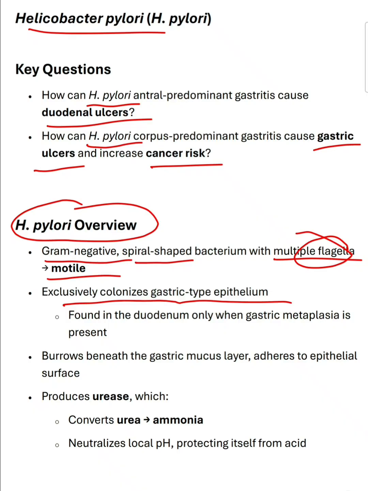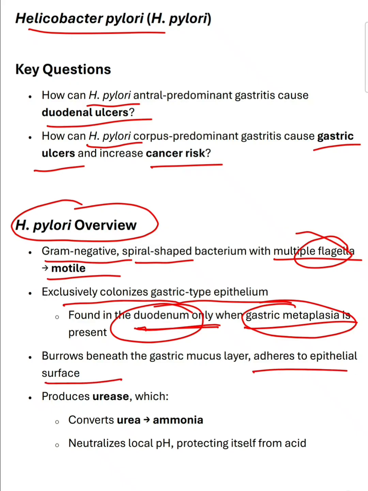But there are some exceptions when gastric metaplasia happens. For example, in the duodenum, the duodenal epithelium is different than the gastric epithelium, right? So in some scenarios, the duodenal epithelium can be replaced by gastric epithelium, and that is called gastric metaplasia. And when that happens in the duodenum, because now you can find the gastric type epithelium, then Helicobacter pylori can colonize the duodenum, and it adheres to the epithelial surface.